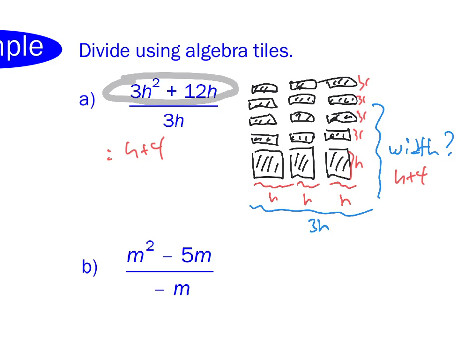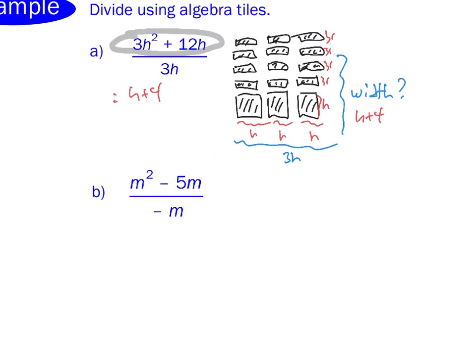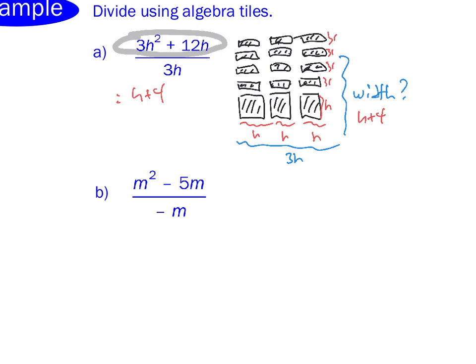Okay, one more example here. Here it is, m squared minus 5m divided by negative m. First of all, let's remember what dividing by negative means. Usually what it means is we're going to change all the signs just to make it easier. We're going to make that a positive, but then we're going to make this a negative and this a positive.